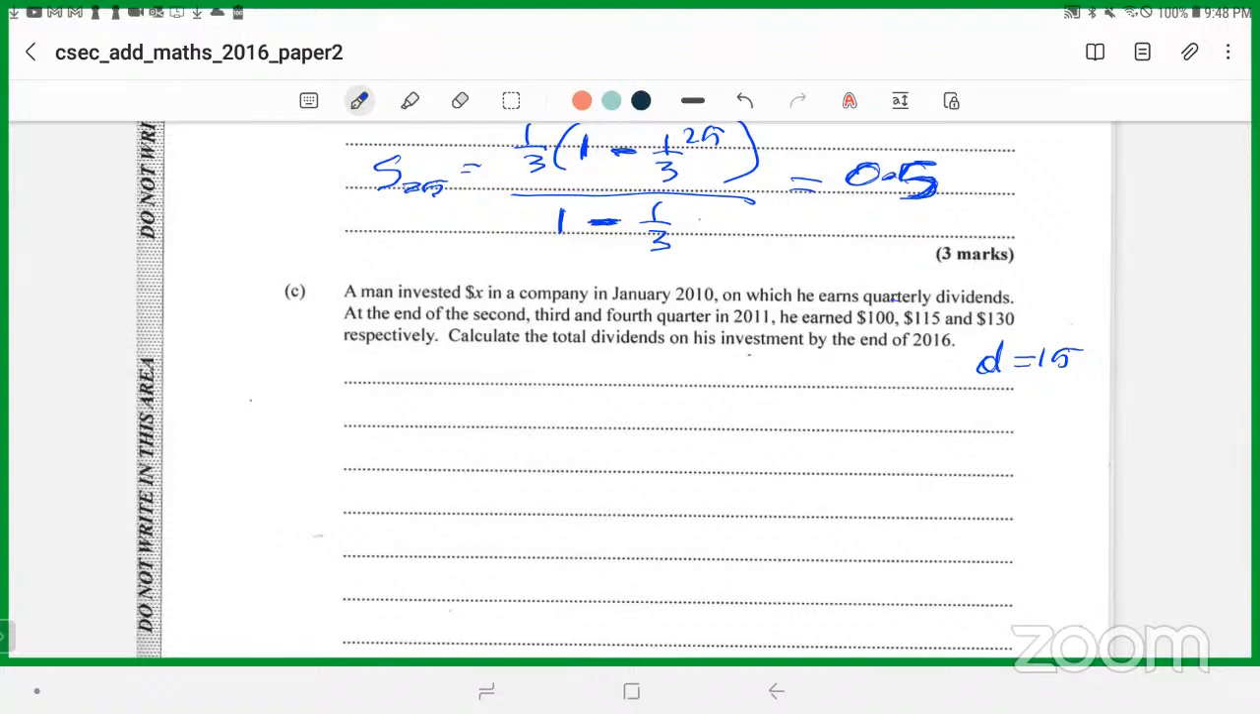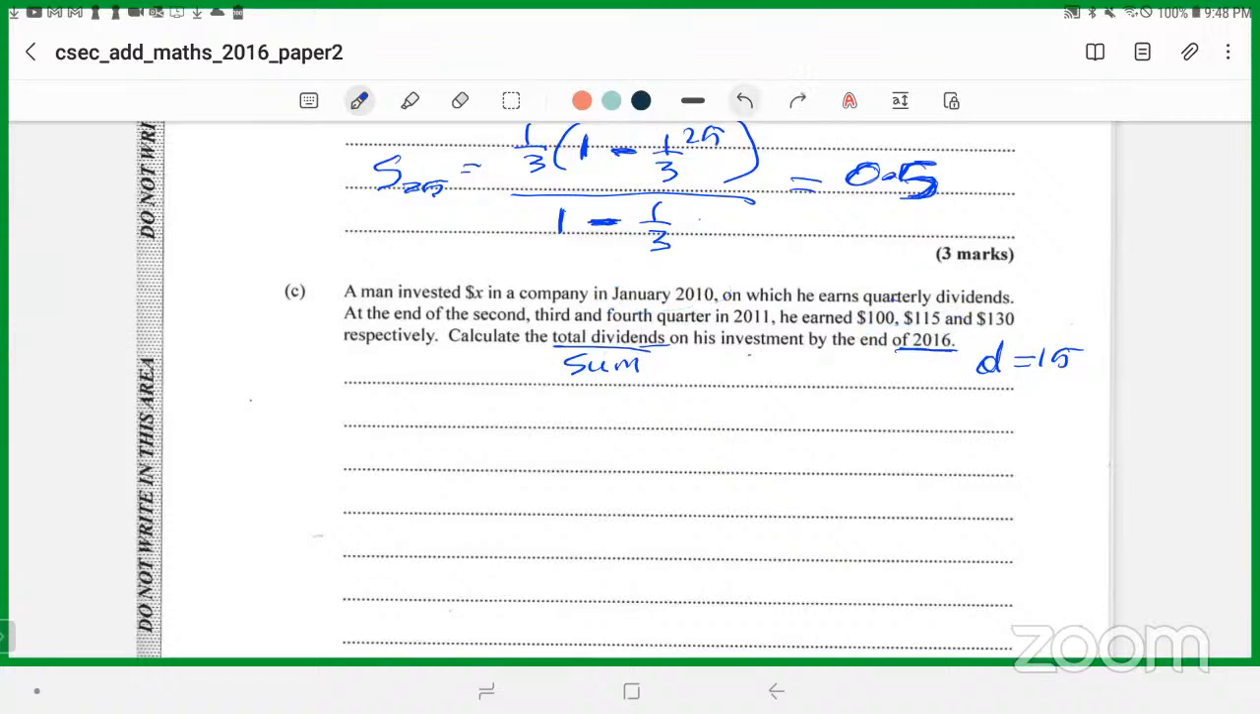It says, calculate the total dividend. This is a sum. It means that they're asking us for a sum on his investment at the end of 2016. At the end of 2016. So what we're going to need to know is how many quarters there are from 2010 to 2016.